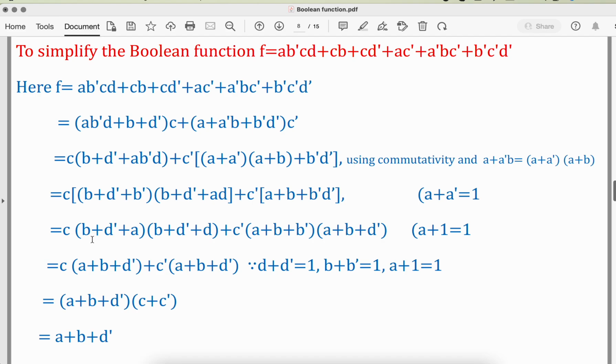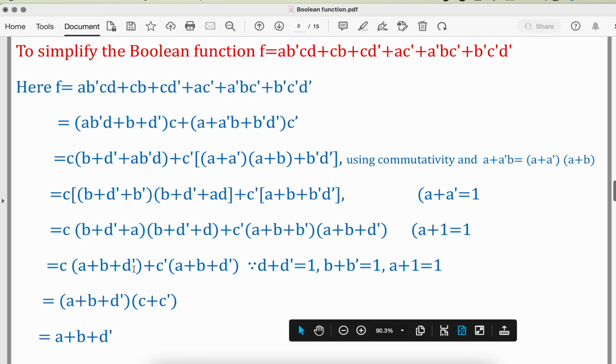Again we have applied the same condition here: c', (a + b) into b', (a + b) into d'. Also this is c. By applying commutativity, we can write it as a + b + d'. Again here d + d' is 1, and b + 1 is 1. So this term is gone. So we are left with c into (a + b + d'). Also here b + b' is 1, a + 1 is 1. So this is 1 here only. So we are left with c' into (a + b + d').